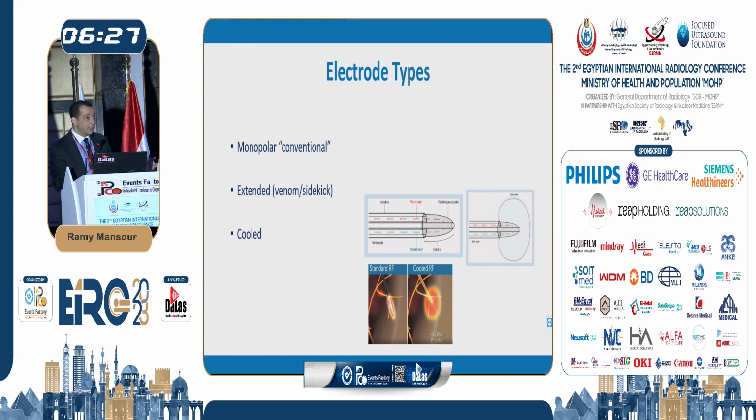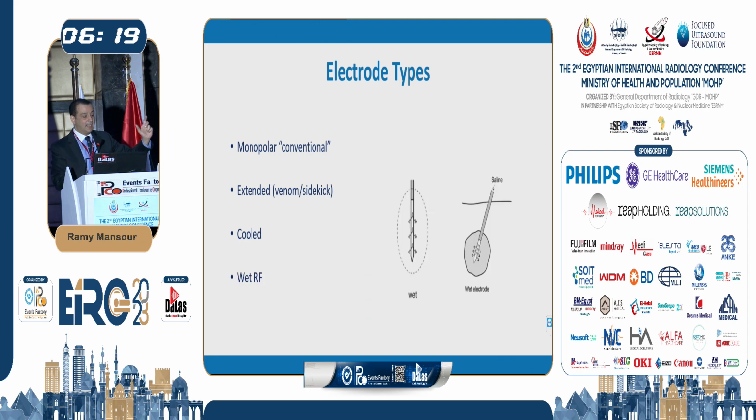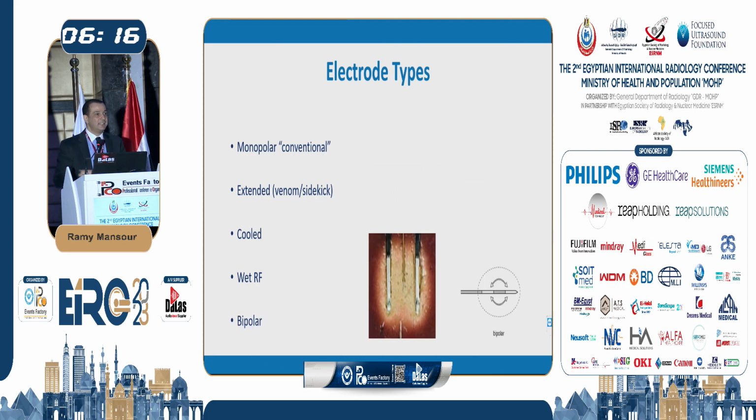And you can see the cooled one, where saline is circulated at the tip to increase the heat and the size of the lesion. And there is the wet, and there's the bipolar. So you can see there is a lot of variety of needles that you can use. The whole idea of these different needles is to increase the size of the ablation area, because in most patients it's very difficult to put the needle exactly in the right place. This sometimes explains why RF ablation doesn't work, because you're not really in the right place. So the way around it is to increase the area of the lesion.